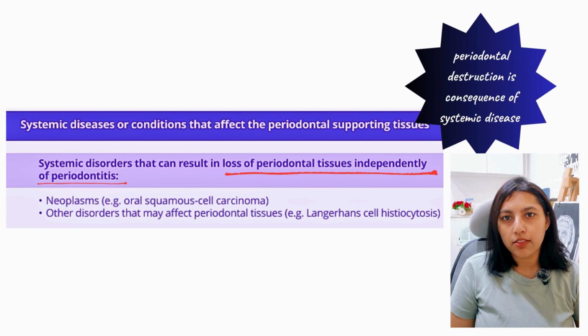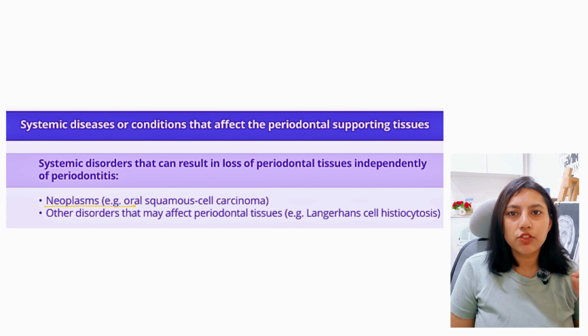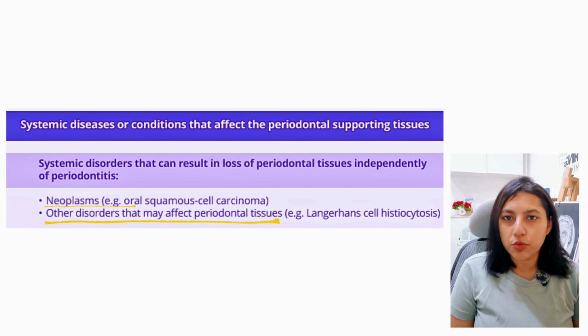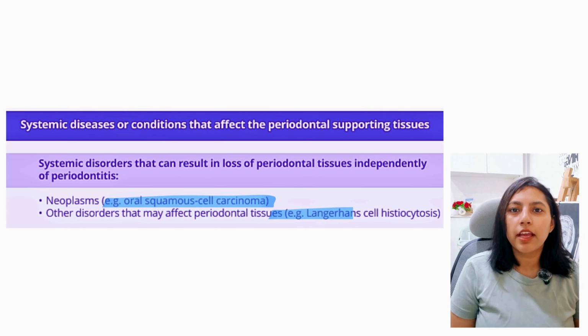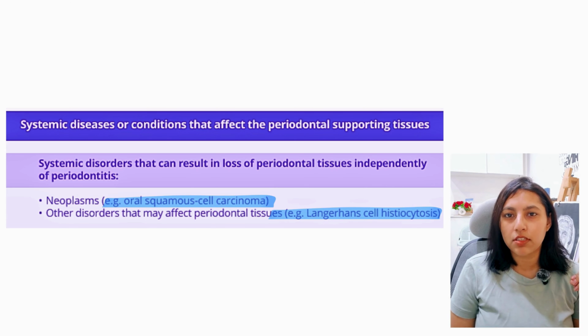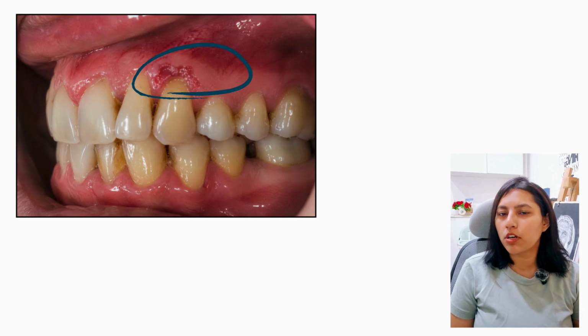But in this category, the condition itself is destroying or affecting the periodontal supporting tissues rather than initiating classic periodontitis. And if you look at the table carefully, this category mainly includes neoplasms and other disorders affecting periodontal tissues. For example, oral squamous cell carcinoma or Langerhans cell histiocytosis. Now, clinically, these lesions may initially resemble periodontal disease.